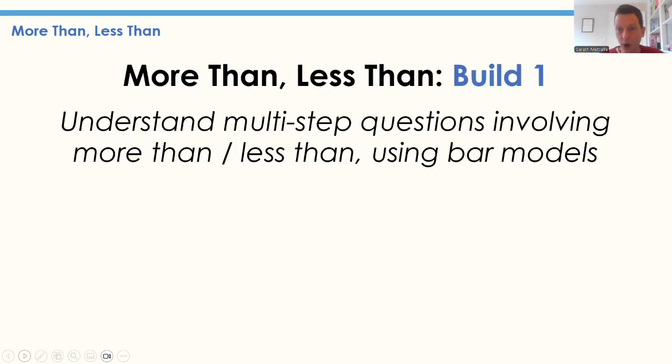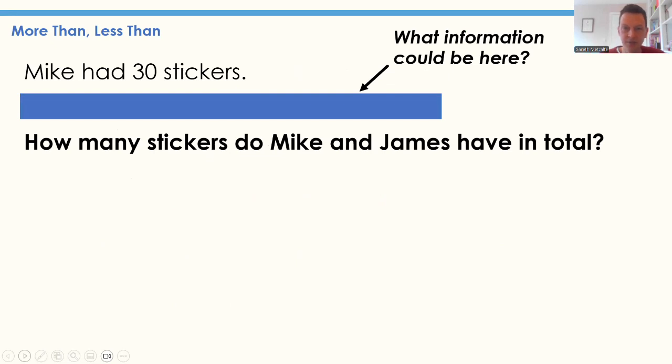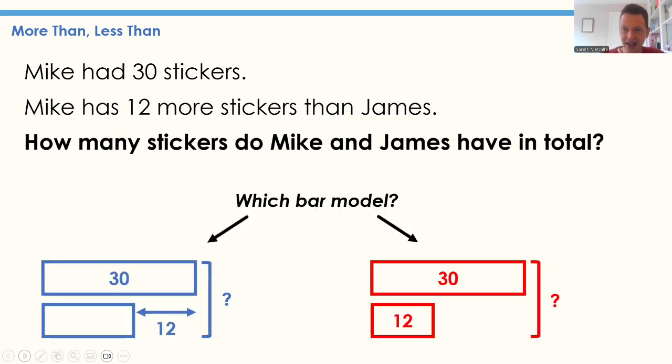So we're going into build 1. I'll show you some of the parts of build 1. We have the slow reveal here. Mike had 30 stickers. How many stickers do Mike and James have in total? What could be hiding? The children think about different possibilities. Then we see that, and they have to choose which bar model represents this question.